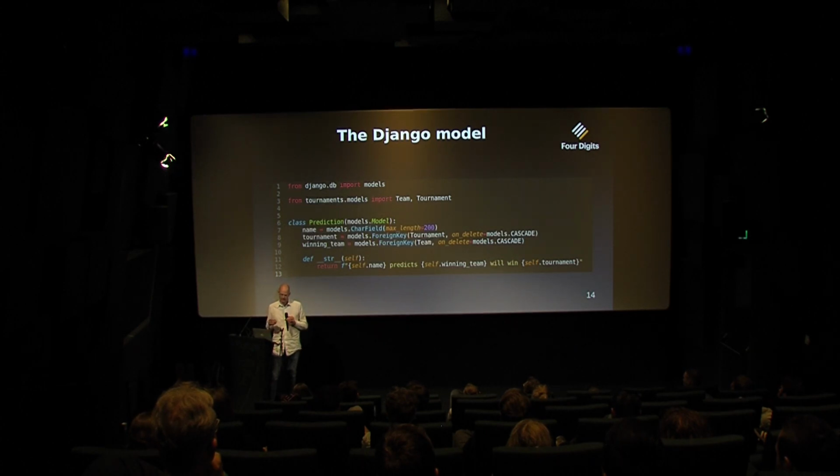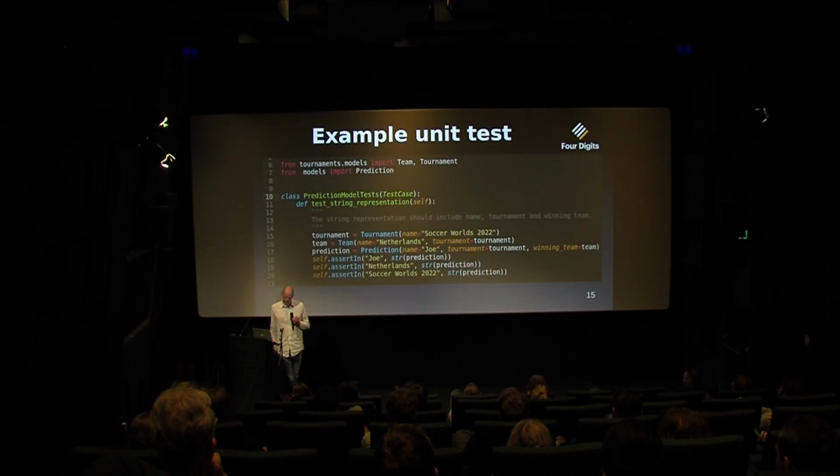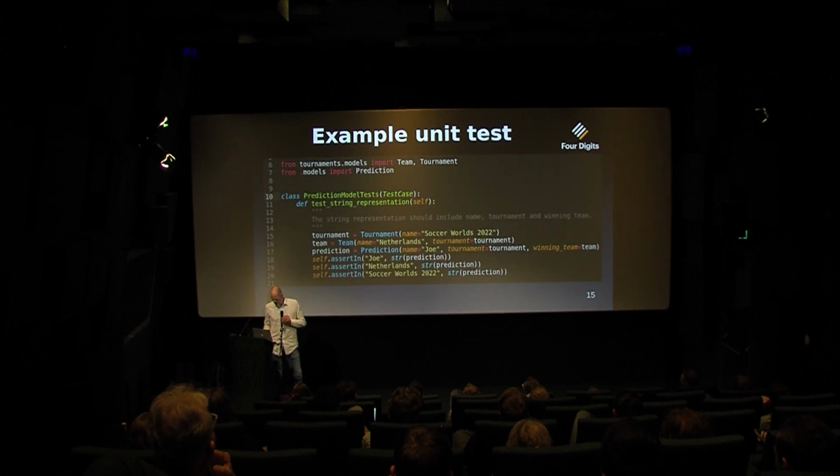So how do we test this? Actually, there's only one thing I want to test here, and that's the string representation. So Django has this way how you can test that. It's like a Django test case. You can subclass it, give it a nice testing method. You create a prediction. Of course, you first have to create a tournament and a team. And then you can just assert that all these parts of the prediction are returned in the string representation. It's a bit stupid, but as an example for how to do testing, I thought it would be appropriate.